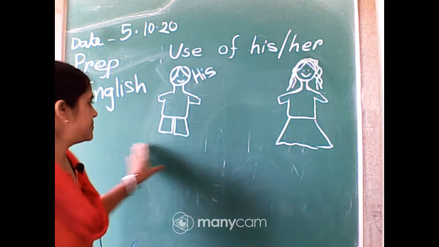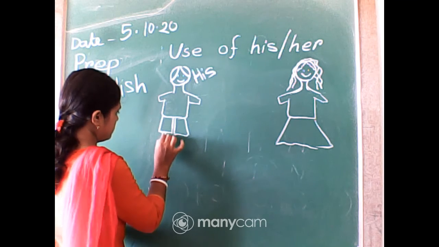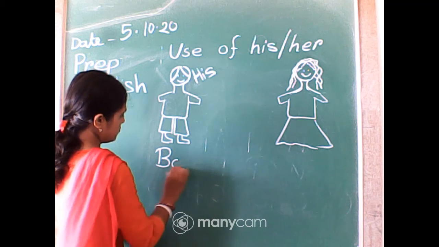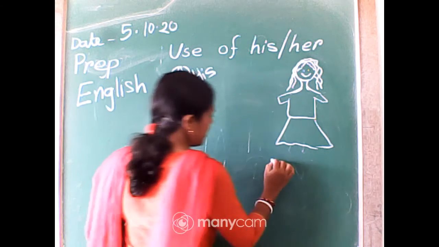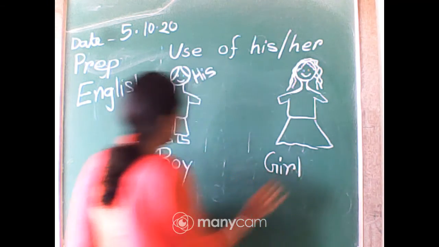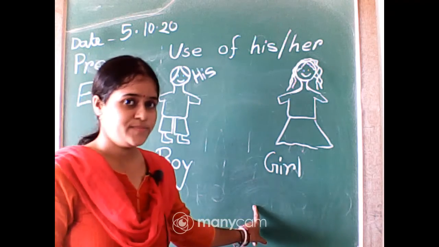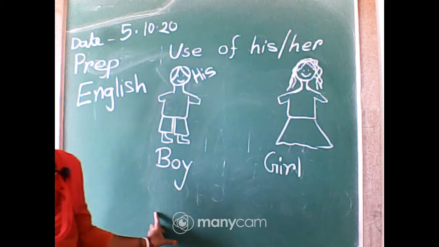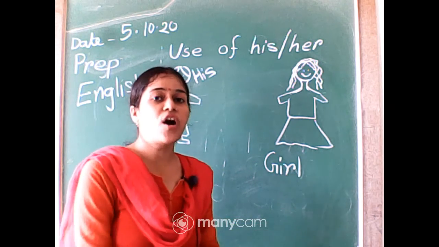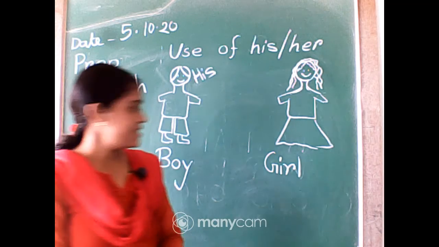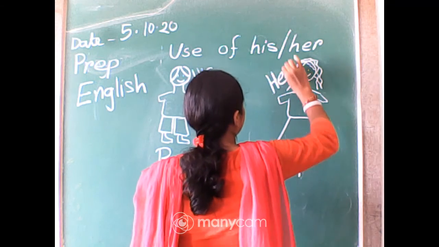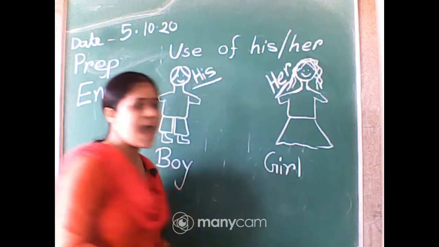A boy, a girl, right? Boy, girl. We use his for a boy and we use her for a girl. Okay? His and her. Clear? His and her.